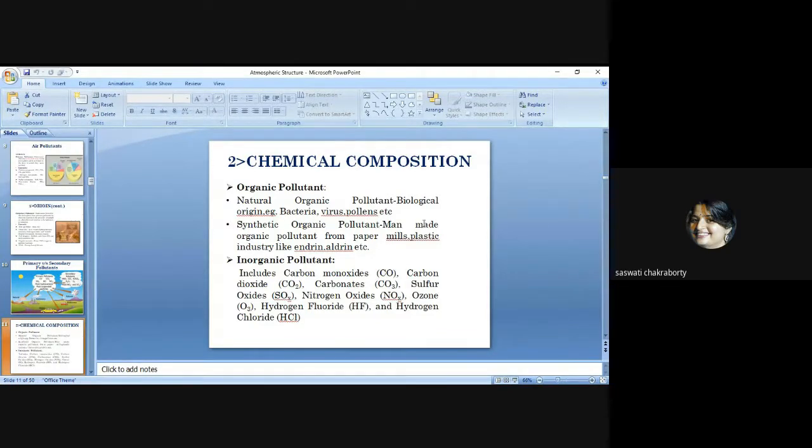Synthetic organic pollutants are actually obtained from plastic mills and paper mills, and in industries, like aldrin and endrin. Inorganic pollutants include inorganic compounds like carbon dioxide, carbon monoxide, carbonates, nitrogen dioxide, ozone, hydrogen peroxide, chloride, all those things. They have a corroding effect, these inorganic pollutants.